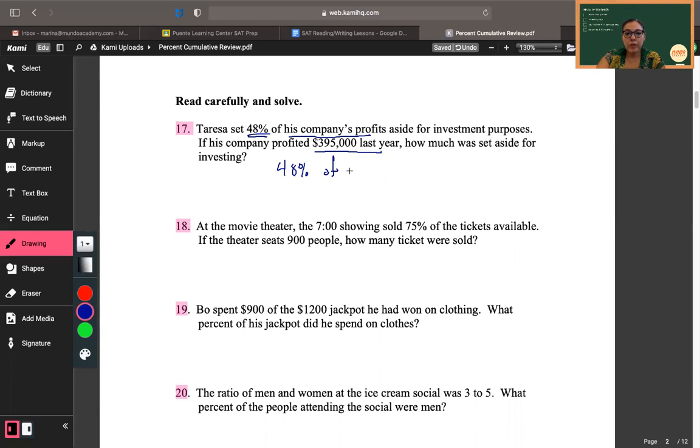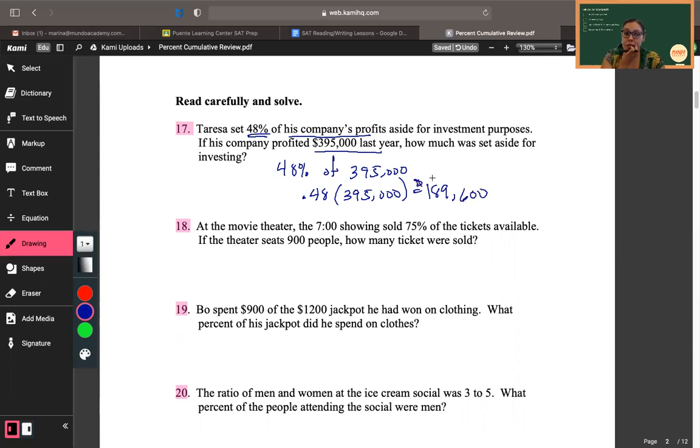This gives me the profits, which is the 395,000. So to calculate this, I'm just going to do 0.48 times 395,000. So just keeping in mind that "of" is multiplication simplifies your percent finding a lot. And so then I'm just going to put that in my calculator. And so that's 189,600.